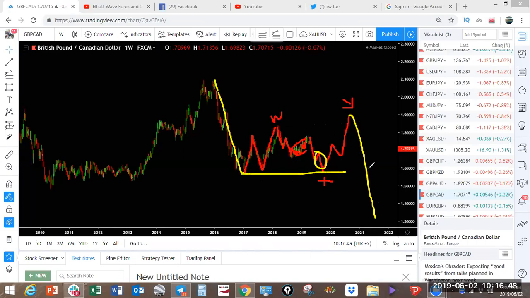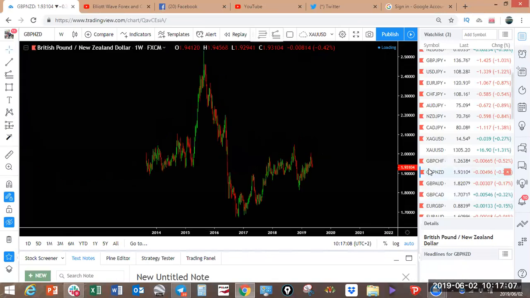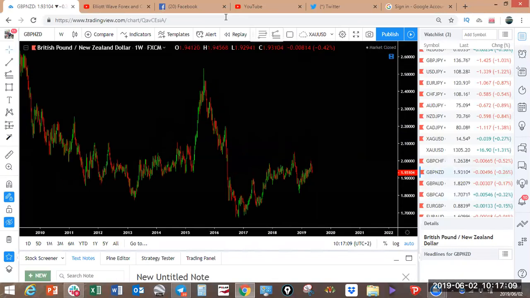That's why all the pound pairs correlate. We've got these corrections. Others have got simply these three-way structures. Others have expanding flat, like pound US dollar and pound chief. Pound Audi has got the 11 swing sequence, as you've seen, and pound New Zealand. Pound New Zealand, what is the structure? Pound New Zealand has got a different one. So this one is pound New Zealand on the weekly.